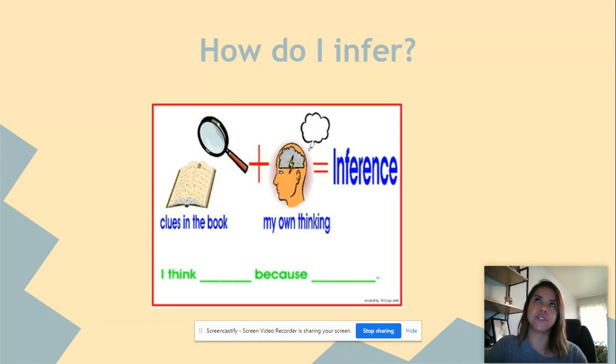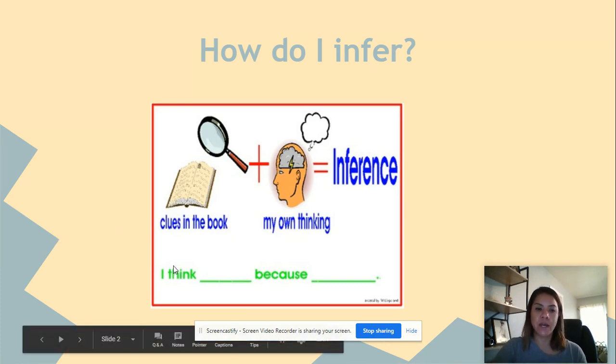As good readers, guys, we're always inferring, and not just when we read. You use inferencing skills every day in your life, and sometimes you don't realize that you're doing it, but you are doing it. So, how do I infer? Okay, so you look for clues in a book, and this is not only in a book, it could be on a sign or just everyday life. And I'll give you some examples in a little bit, okay?